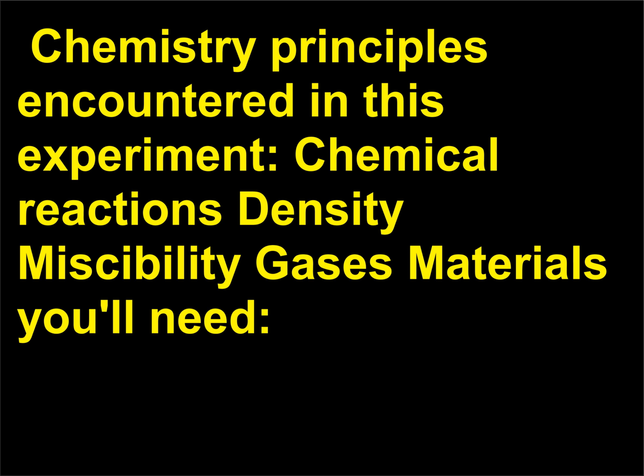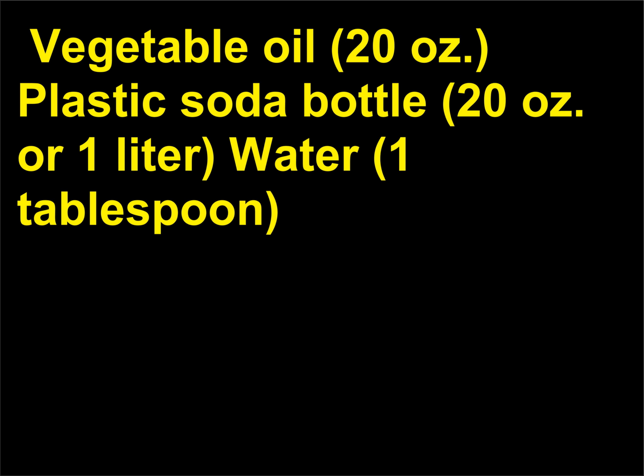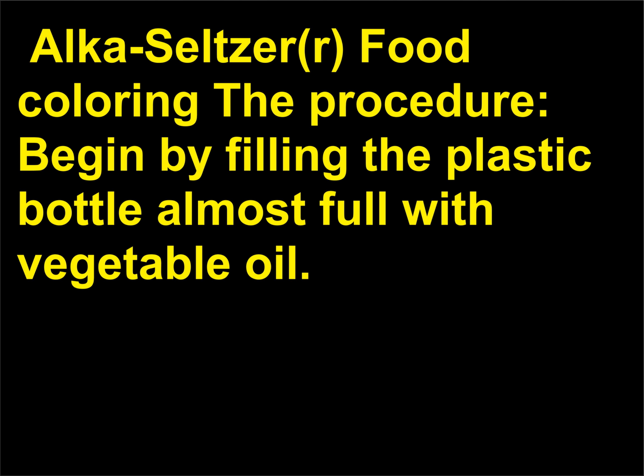Chemistry principles encountered in this experiment: chemical reactions, density, miscibility, gases. Materials you'll need: vegetable oil, 20 ounces; plastic soda bottle, 20 ounces or 1 liter; water, 1 tablespoon; Alka-Seltzer; food coloring. The procedure: begin by filling the plastic bottle almost full with vegetable oil.